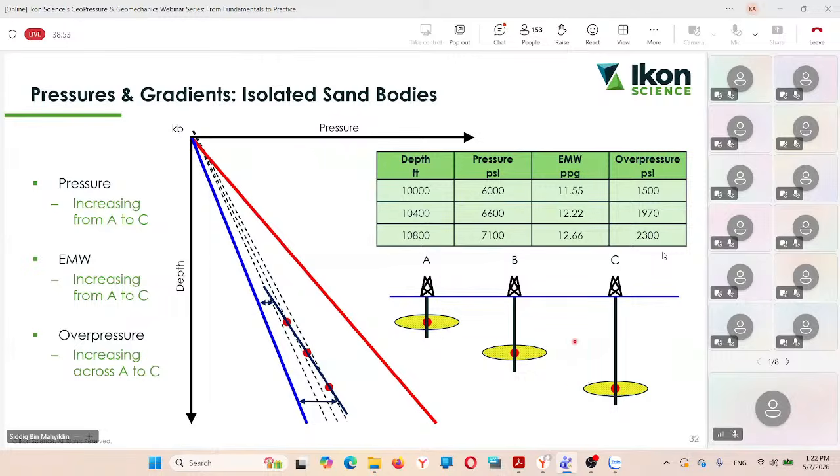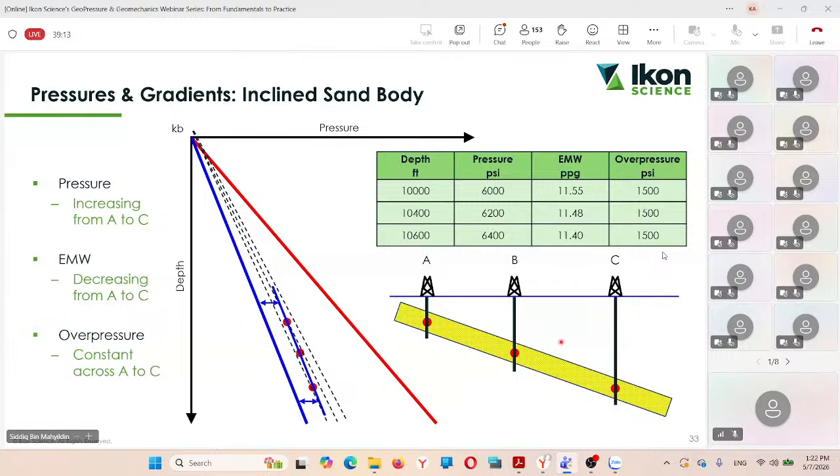Probably if you have another sand, it would be an isolated sand as well. Or if we have another sand that is connected to B, then yes, you can make the assumption that it could be in the same gradient with B rather than with C. So this is the kind of assumption that you would make when you do predictive work.